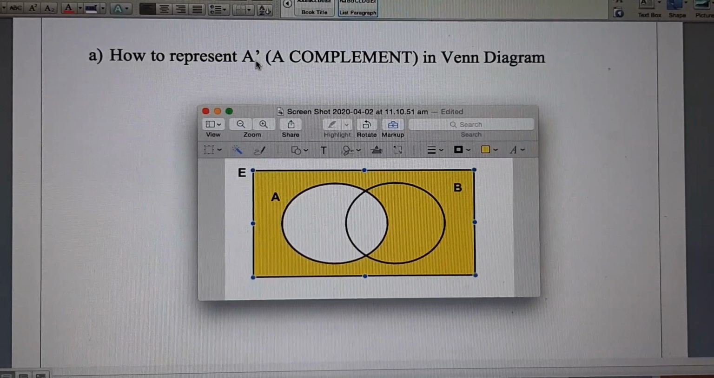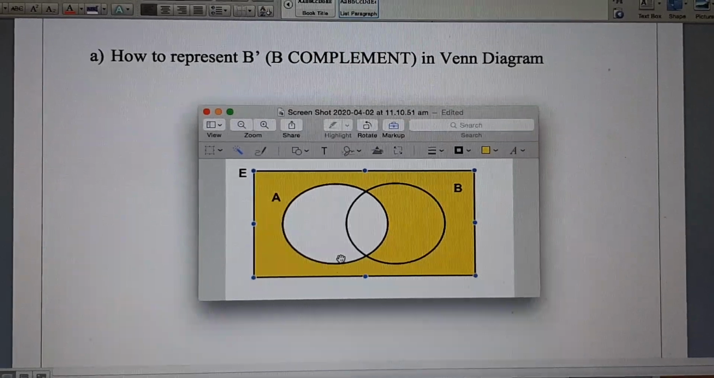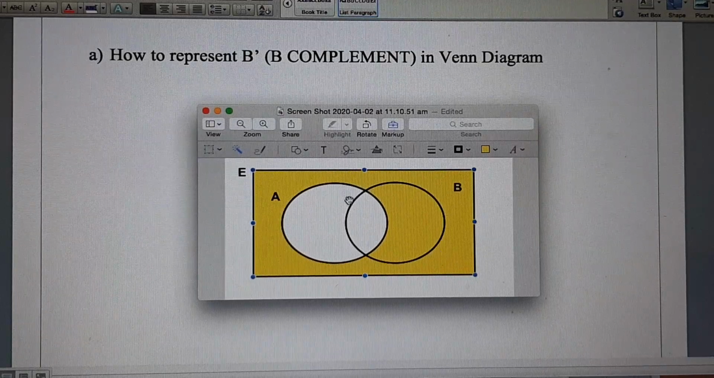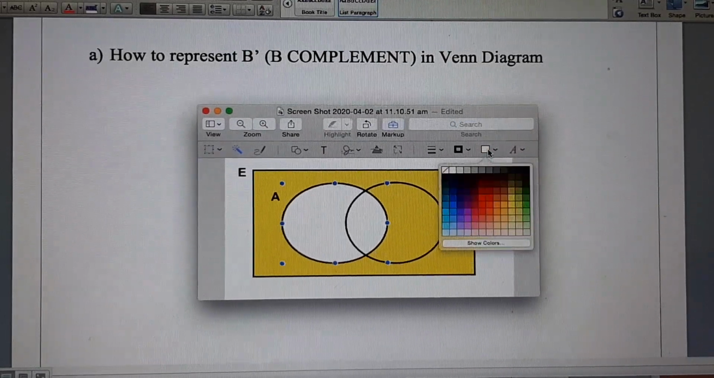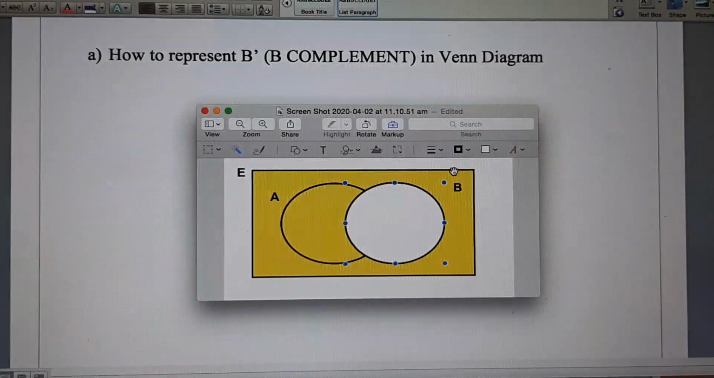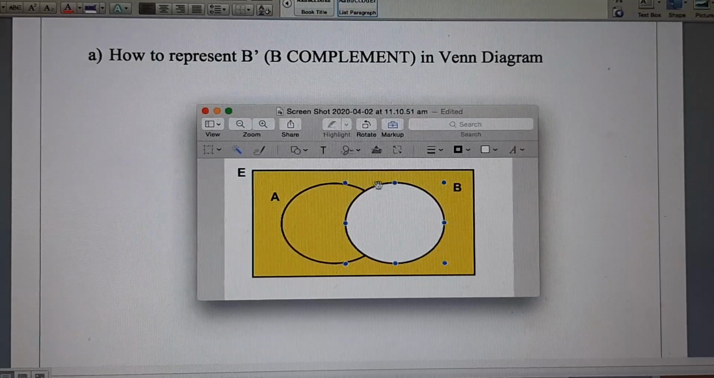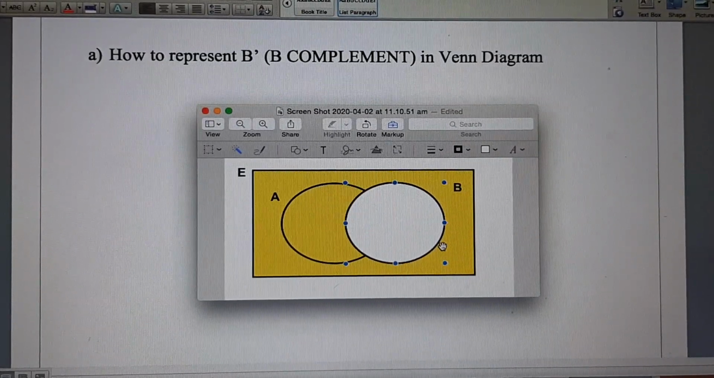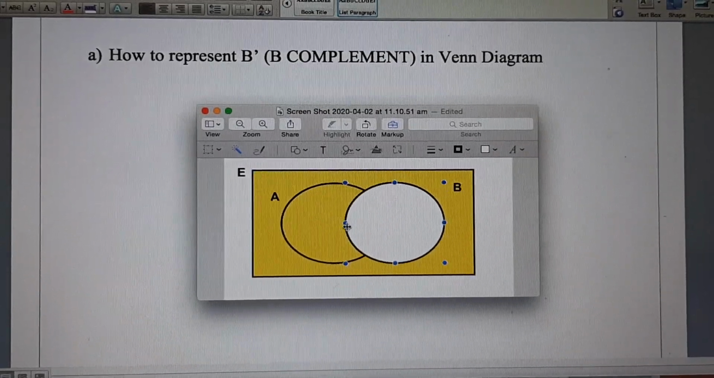Similarly, when you are going to shade B complement, represented by B prime, then in that case you are not going to shade B. For B complement, B is not shaded while all the region outside B within the rectangle is shaded by yellow color over here. So this is the concept of shading of A complement and B complement.